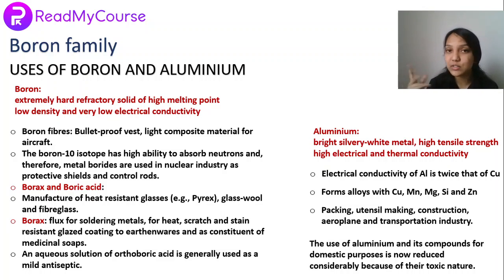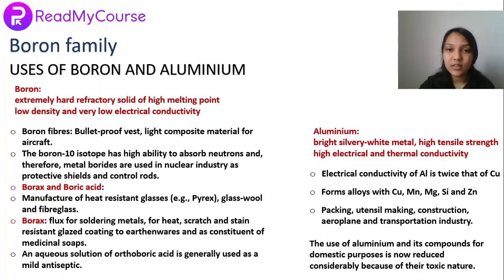The first one is good electrical conductivity, and it forms alloys with copper, manganese, magnesium, silicon, zinc, etc. And it's used in packing, utensils, construction of airplanes and transportation industries. And the use of aluminium and its compounds for domestic purposes is now reduced because it is considered toxic. Since aluminium is toxic in nature, they have reduced its use in domestic purposes.